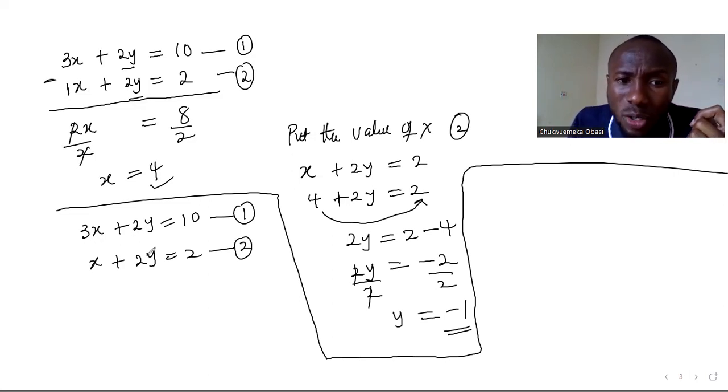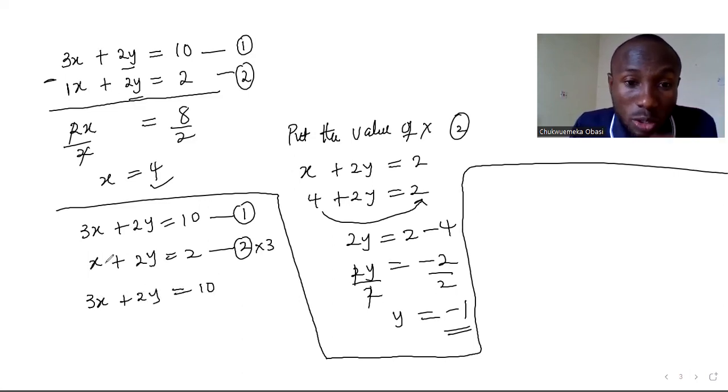Now, I'm just ignoring this y, and I want to eliminate x. Of course, you know this is 3x and this is just x. For me to make them have the same quantity, I'll multiply equation 2 by 3. And equation 1 still remains the same. So equation 1 is still 3x plus 2y equal to 10. Now equation 2 will be, you multiply everybody by 3.